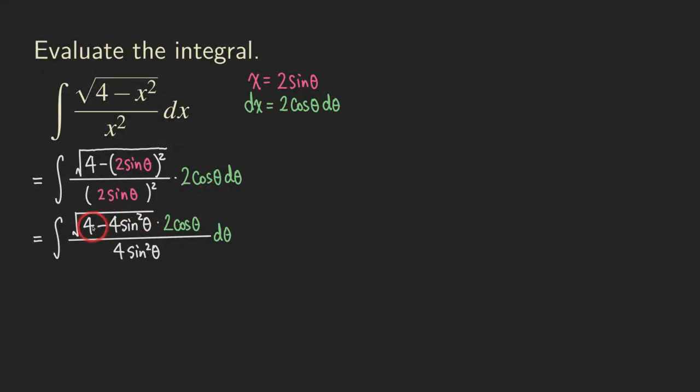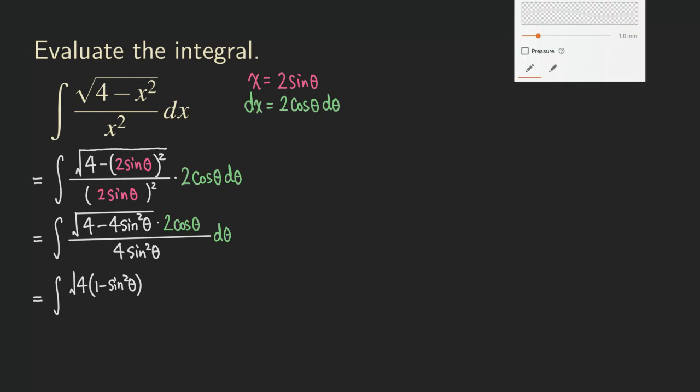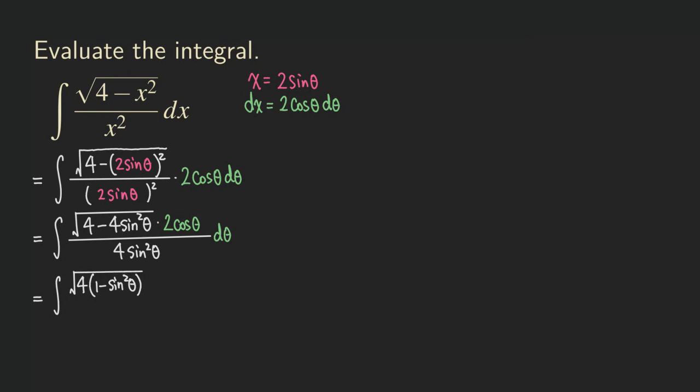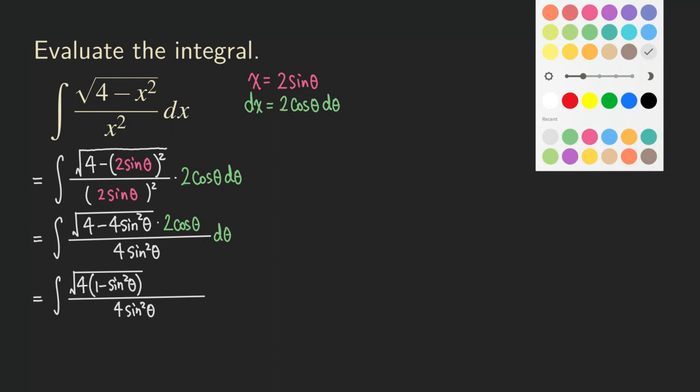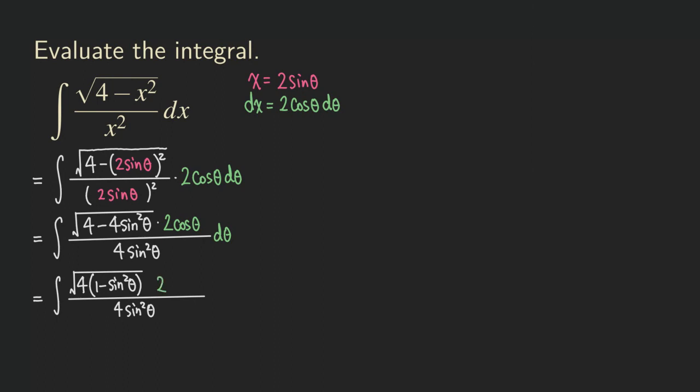So now we can factor the 4 from both terms here, and then it turns into the integral of the 4, and then we have 1 minus sine squared theta. Okay. And then we also need to worry about the denominator. So we have the 4 sine squared theta here, and then the 2 cosine theta d theta.